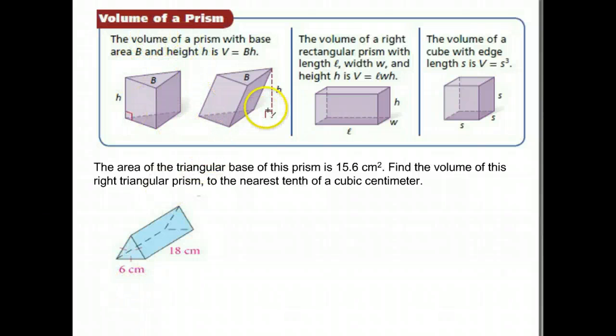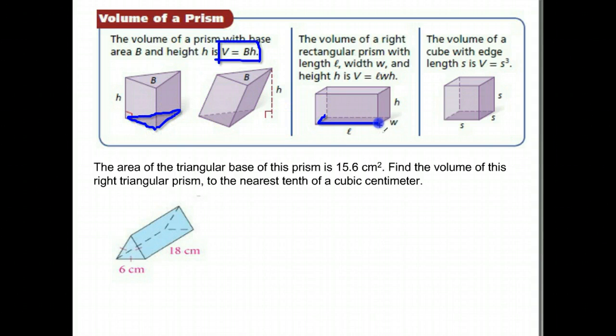Here again, here's the reminder. The volume of a prism is the area of the base times the height. Capital B stands for area of the base. That's so we can adjust it for whatever the shape of our base may be. This picture, the base is a triangle.